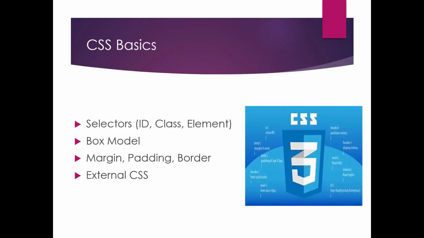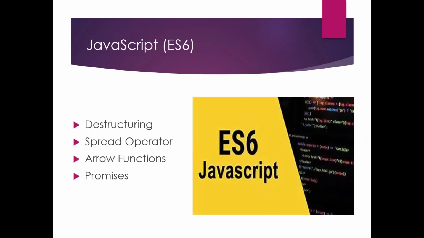Using CSS, we built the styling for the HTML pages we built, and it includes the selector, box model, margin, padding, border, and external CSS. Especially we use the box model, which is very important for CSS people, and we also learned inline CSS, external CSS, and others. And we learned JavaScript ES6, which includes destructuring, spread operators, arrow functions, and promises. In our project also, we use arrow functions and promises for various tasks.